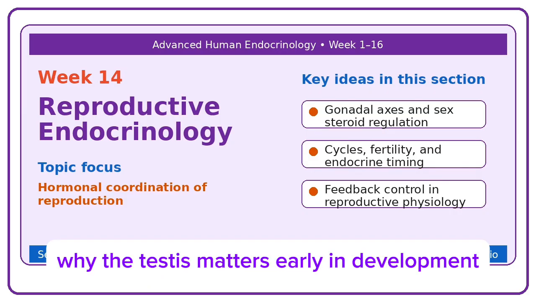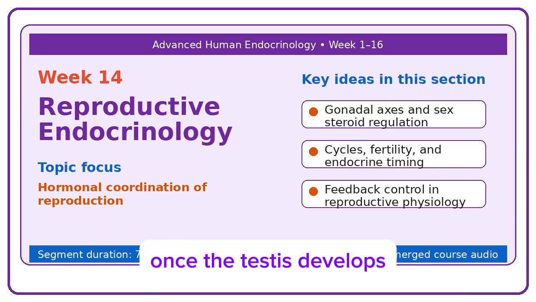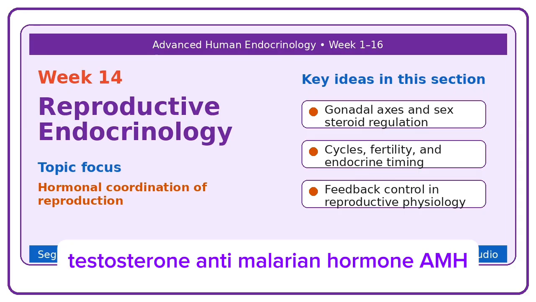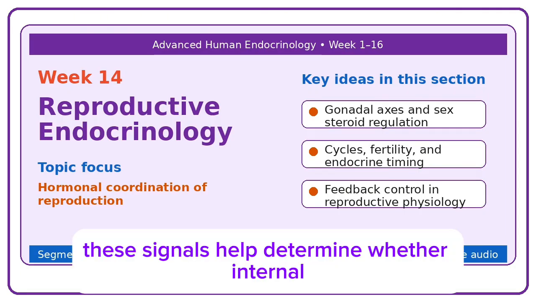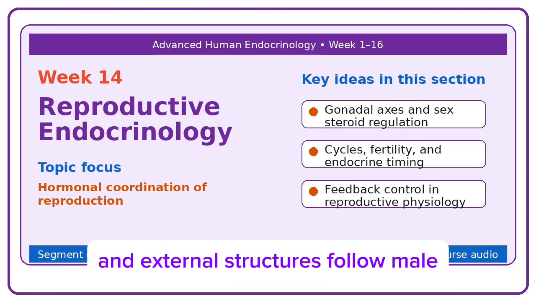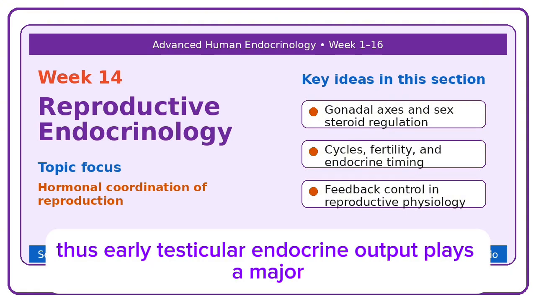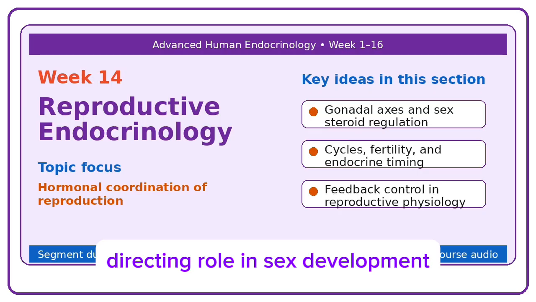3. Why the testis matters early in development. Once a testis develops, it produces two especially important developmental signals: testosterone and anti-Müllerian hormone, AMH. These signals help determine whether internal and external structures follow male-typical developmental pathways. Thus, early testicular endocrine output plays a major directing role in sex development.